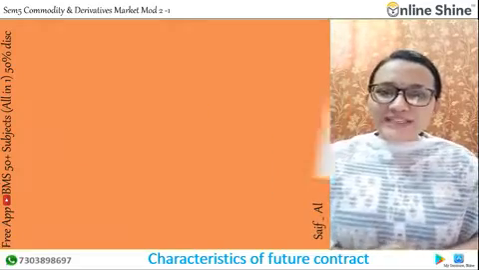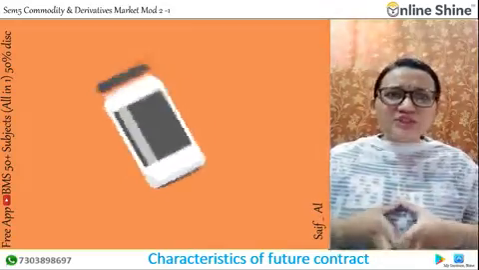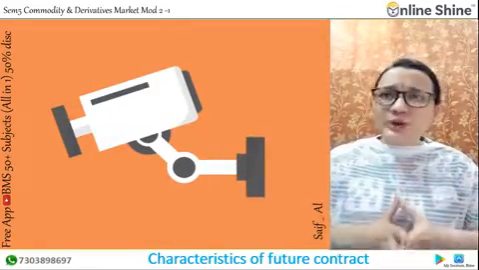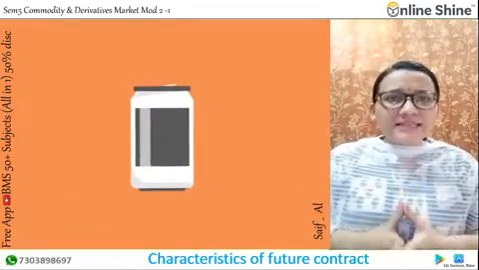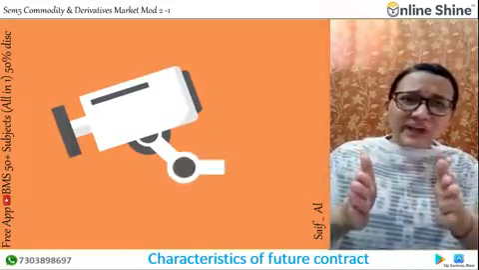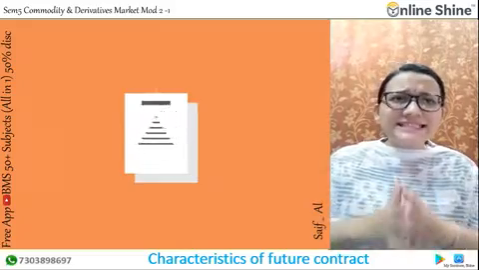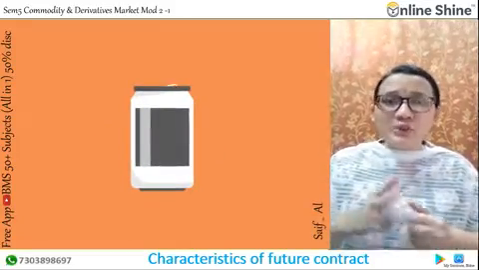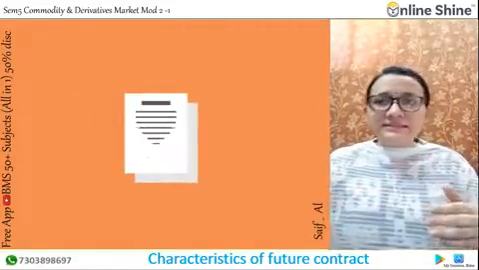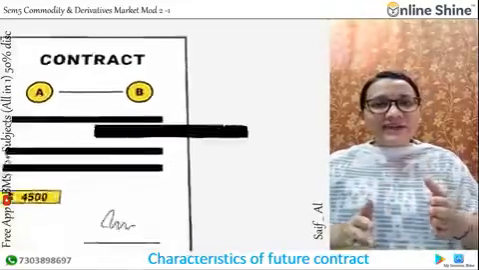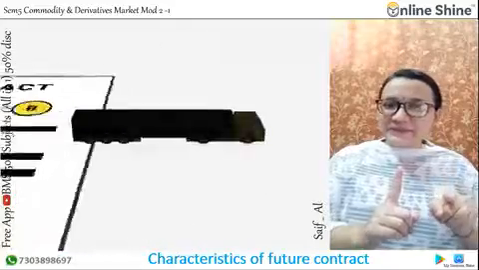Now the fourth point is the clearing house. The exchanges act as clearing houses for all the contracts struck on the floor. For instance, a contract is struck between A and B. Upon entering into the record of the exchange, this is immediately replaced by two contracts, one between A and the clearing house and another between B and the clearing house. So the clearing house plays a mediating role between A and B.